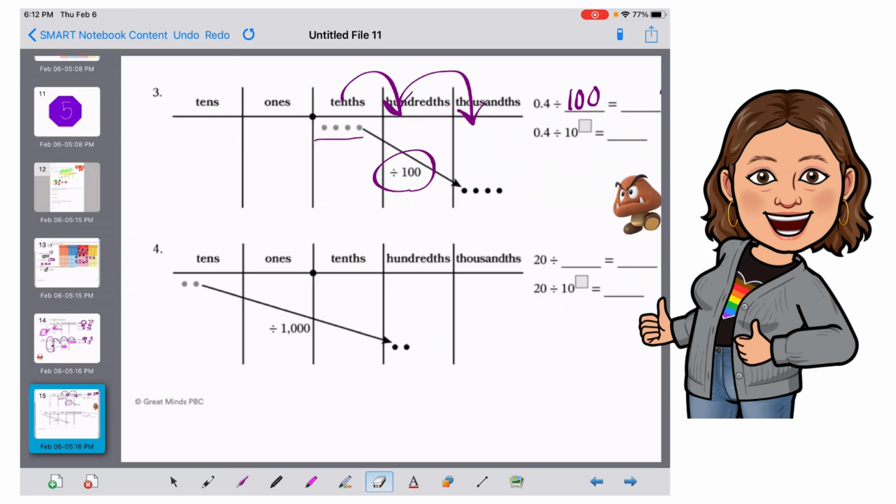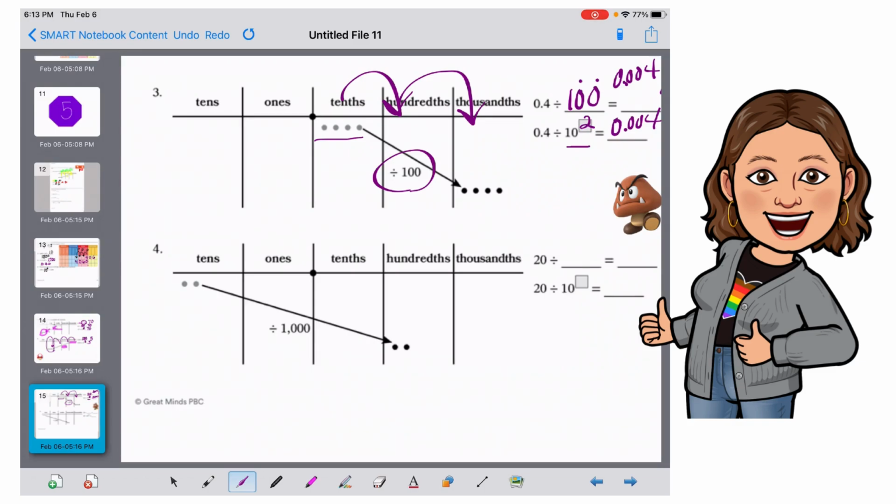Oh, that's really hard to see. Let me try to write that again. Okay. So the next line wants us to change that 100 into being written with an exponent. Well, count your zeros. That is going to tell you 10 to the 2nd power. And our answer stays the same.